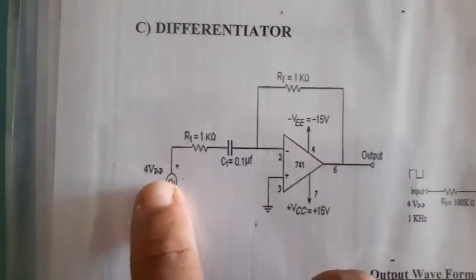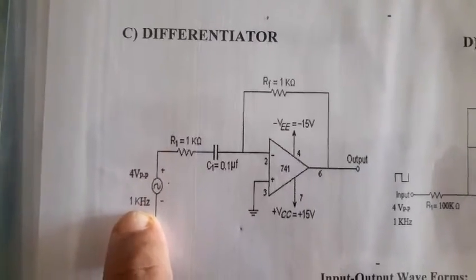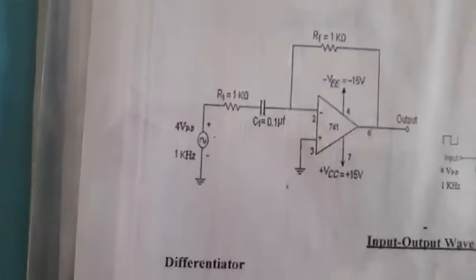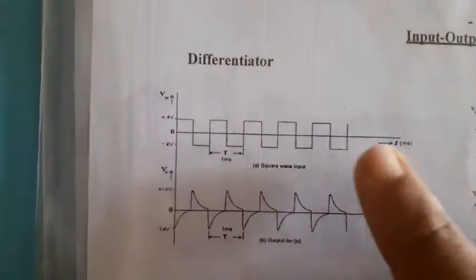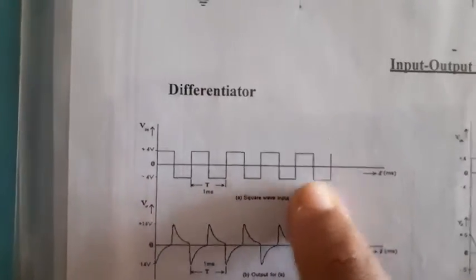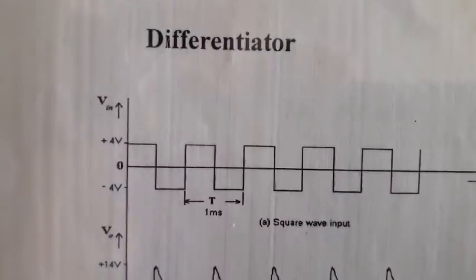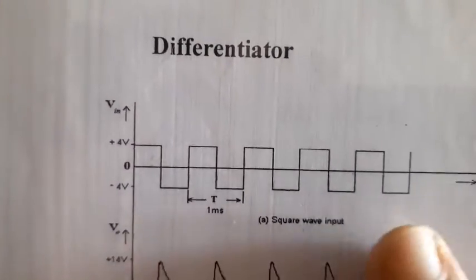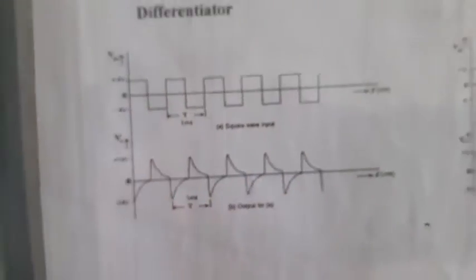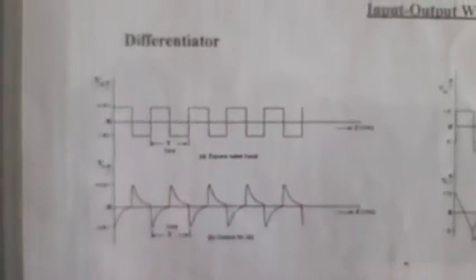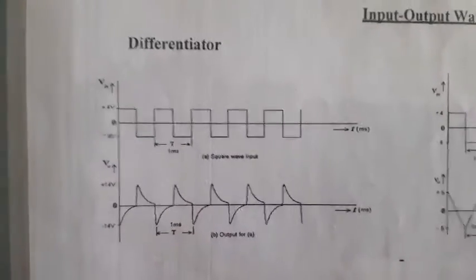So let us supply a voltage input signal with 4 volt peak to peak with a frequency of 1 kilohertz. Okay, so you should obtain this as your output waveform. If you give a square wave like this with a time period of 1 millisecond with 4 volt peak to peak, you should get this output. So let us verify this with a circuit.